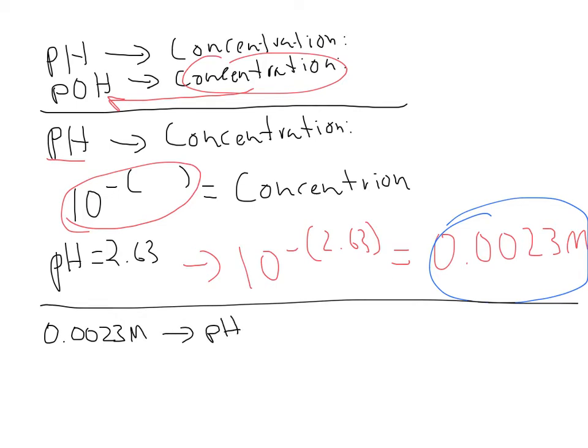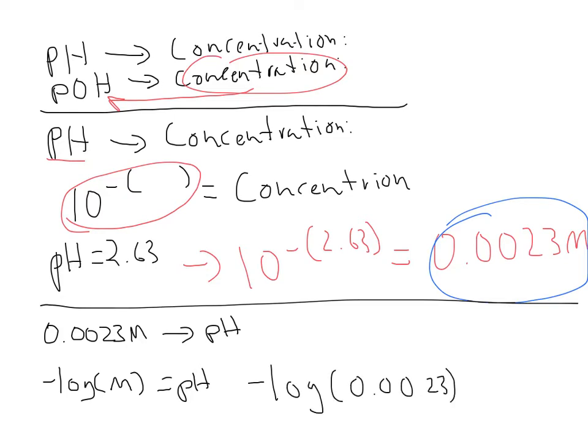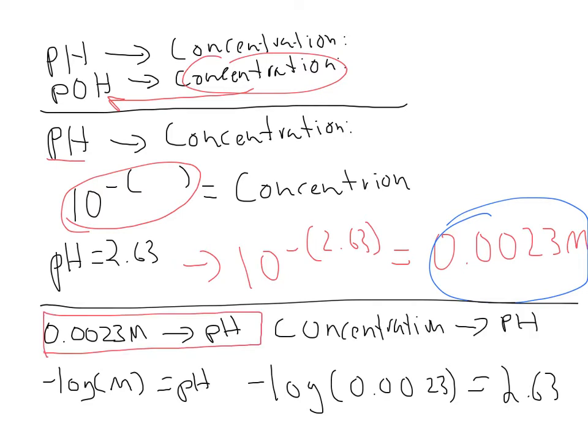You use the formula minus log of the molarity equals pH. So you just do this out. Minus log 0.0023, and look at that, it equals 2.63. So what did we just do here? Let's recap real quick. If we're given a pH, we can solve for concentration by plugging it into the inverse log, which is 10 to the minus whatever value is given.